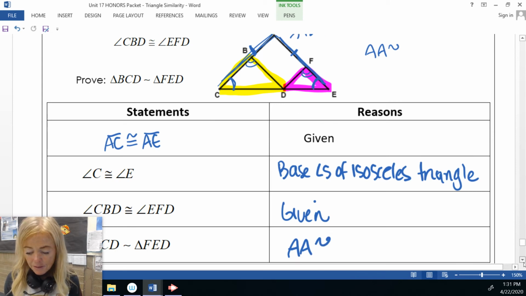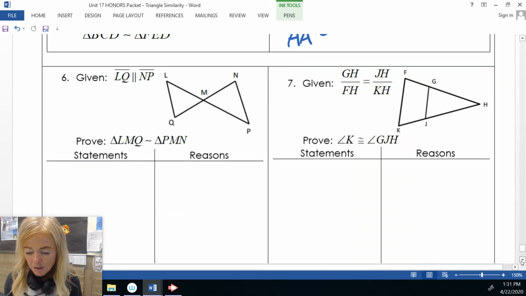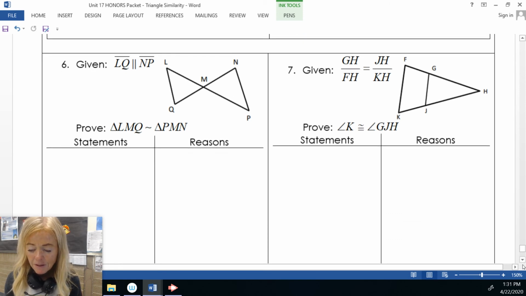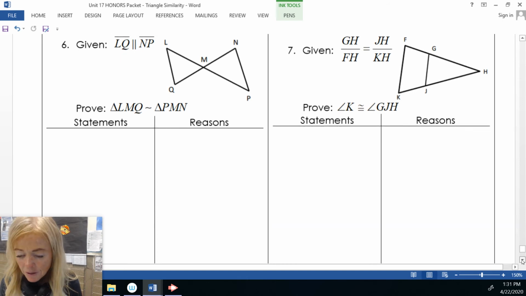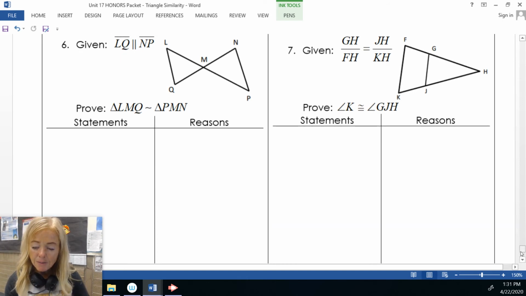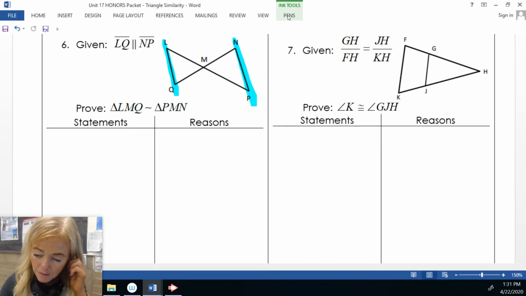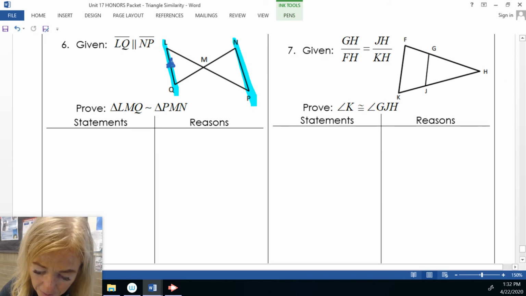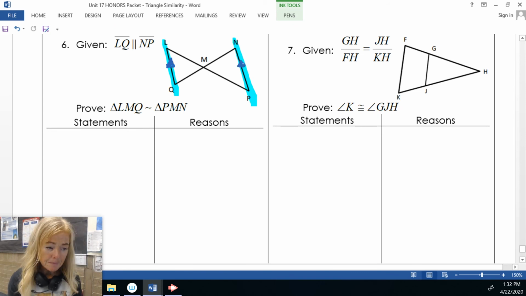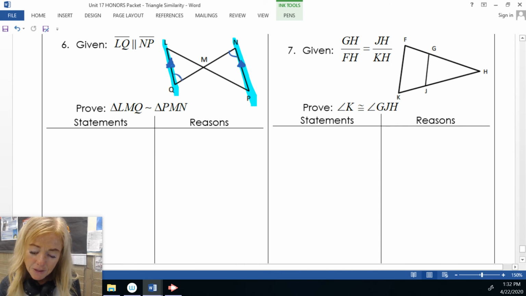Okay. Looks like we have time for one more. Let's try one of these. So number 6 is the one I want to do. We're given that LQ is parallel to NP. So I'm going to mark those with blue, like usual. I'm going to mark with the arrow so we know those are parallel. And what that tells us is alternate interior angles are congruent. We have two sets, and that's what we could use.